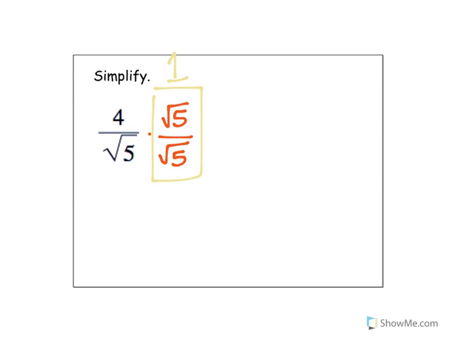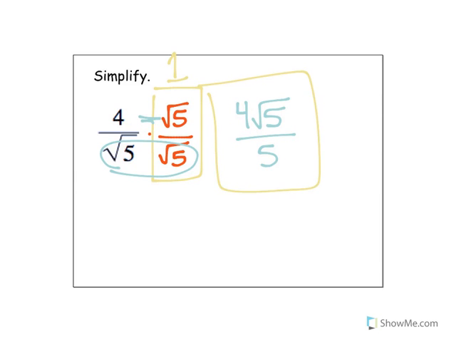I'm just changing the way it looks. So when I do that, 4 times root 5 is 4 root 5. Root 5 times root 5 is just 5. So I have 4 root 5 over 5. Do you think this simplifies? The answer is no, because all I could consider is 4 over 5, because those are the whole numbers that aren't inside of a radical. 4 over 5 does not simplify, so my final answer is 4 root 5 over 5.